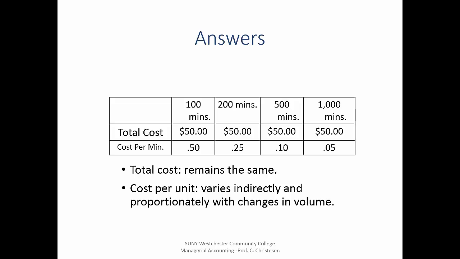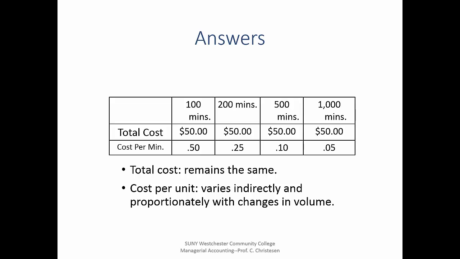At the bottom of your table on your handout, write what happens to total fixed costs when activity changes. That is, total cost stays the same. And cost per unit changes indirectly and proportionately with changes in volume.